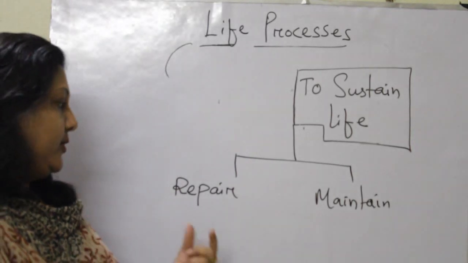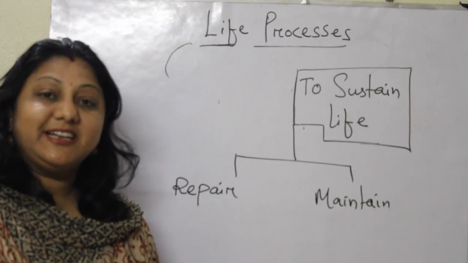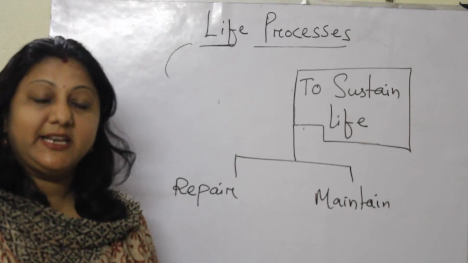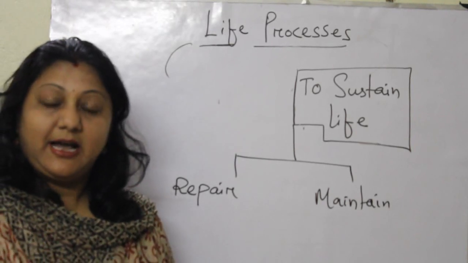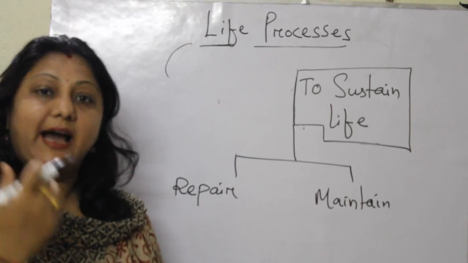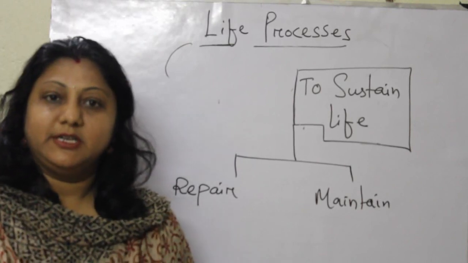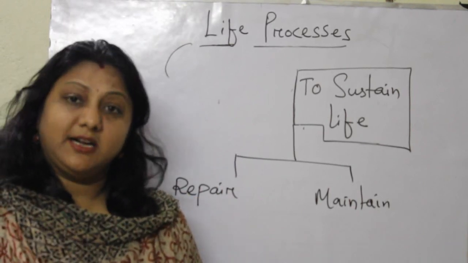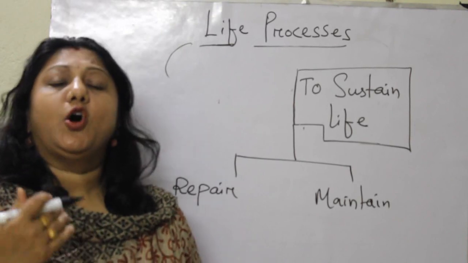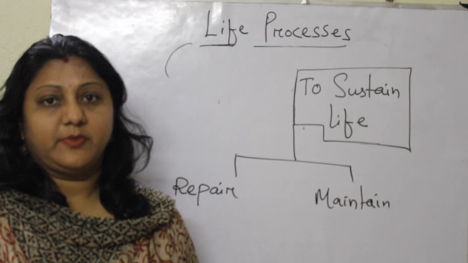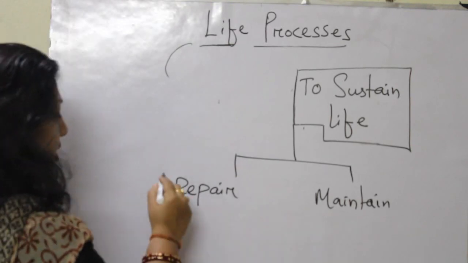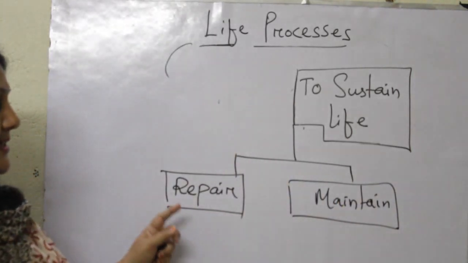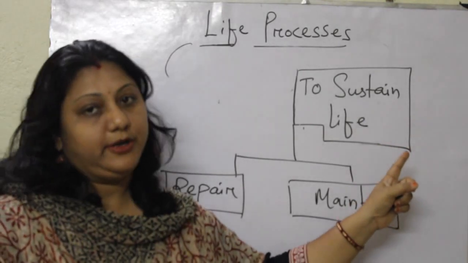Okay? Now for repair and maintain, we need these micro movements of molecules. Repair and maintain need energy, and the energy can be obtained from food. So when we go deep into these concepts of repair and maintain, we can understand the essentiality of life processes also. So these two are the important aspects, the repair and maintain process. And why are they needed? They are needed for the sustenance of life.